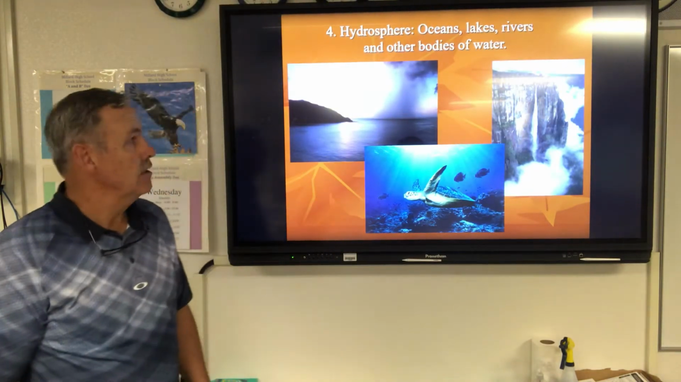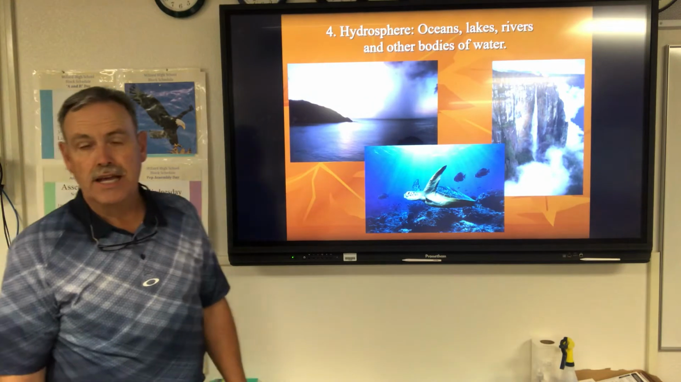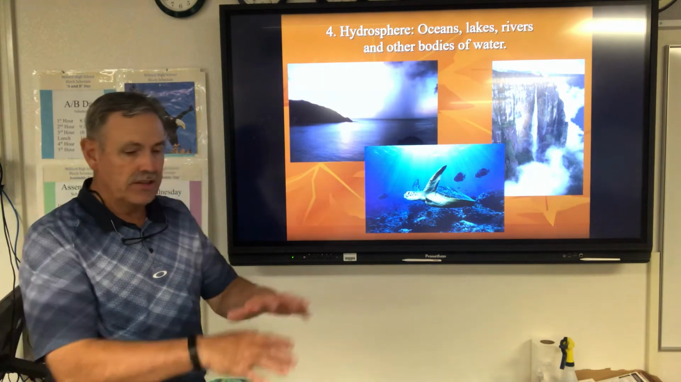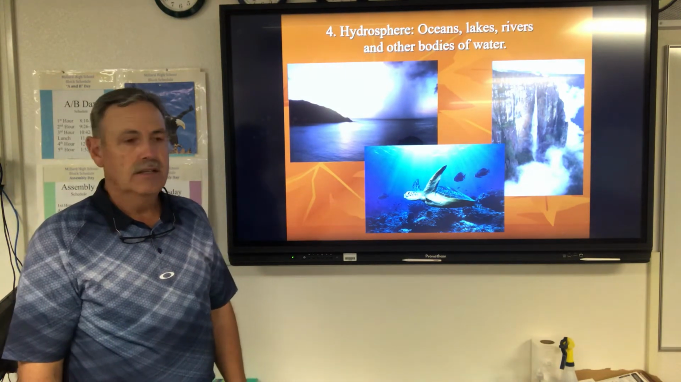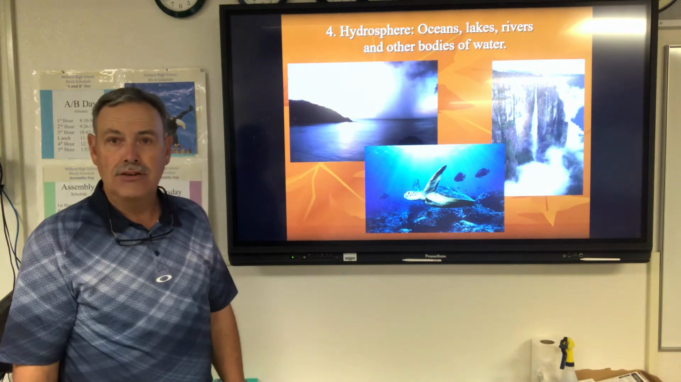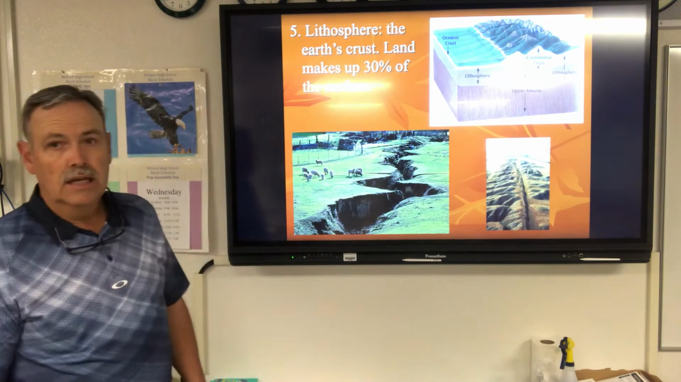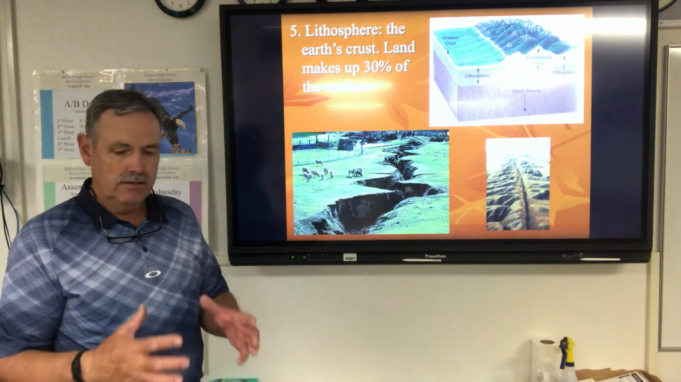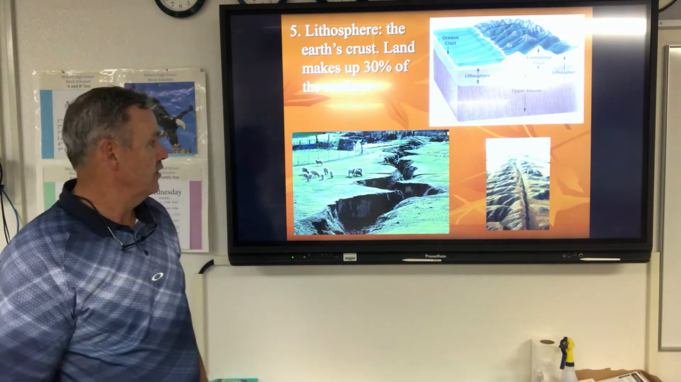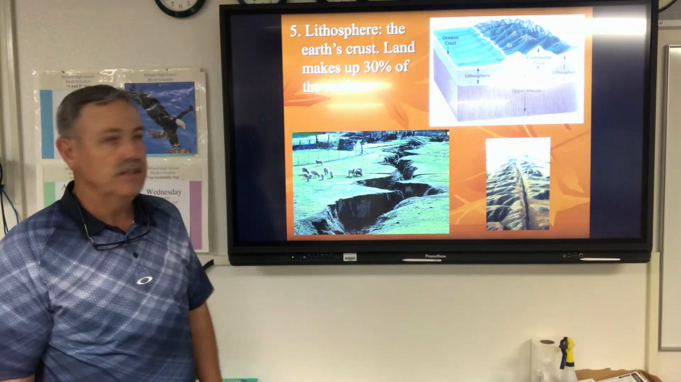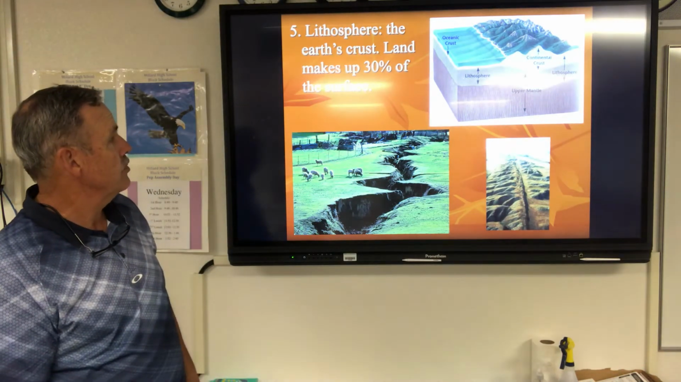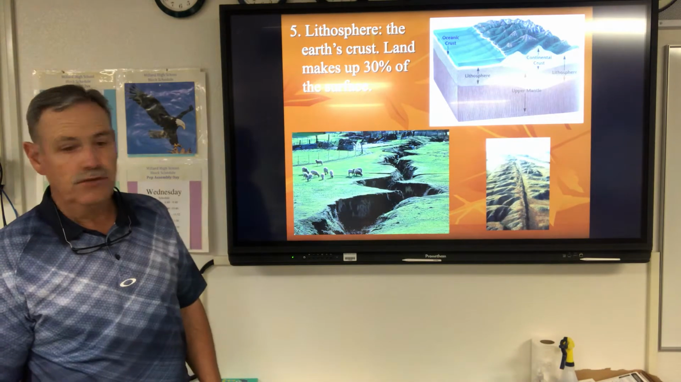Okay, the hydrosphere. Our oceans, lakes, rivers, and other bodies of water. So everything on the Earth that has water in it would be part of the hydrosphere. Okay, the lithosphere, that is the crust, the Earth's crust, the part that we're on, the land. So the Earth's crust, land makes up 30% of the surface.